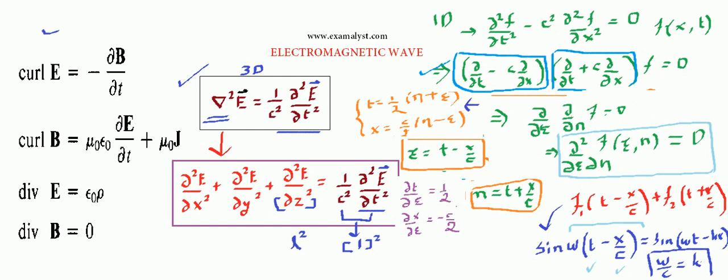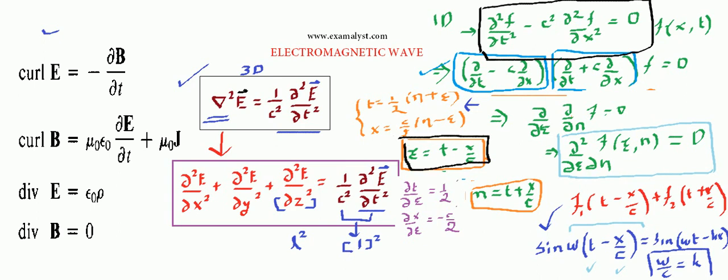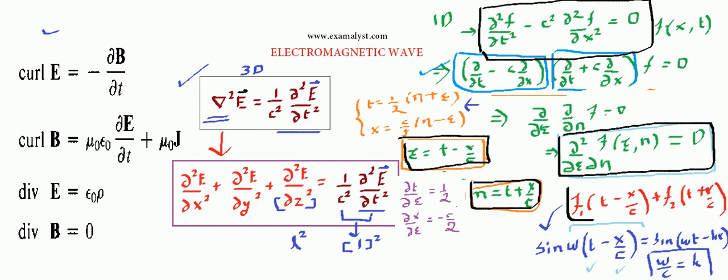So let me just give a quick review of what we have done. We started with the 1D wave equation, as you can see from the top, and we did a change of variable. So these are the changes in variable that I did, 1 and 2. Then I wrote the entire function in the form of new variables epsilon and eta. When I did this, I found that my wave is a function of t minus x by c, or it can be a function of t plus x by c.